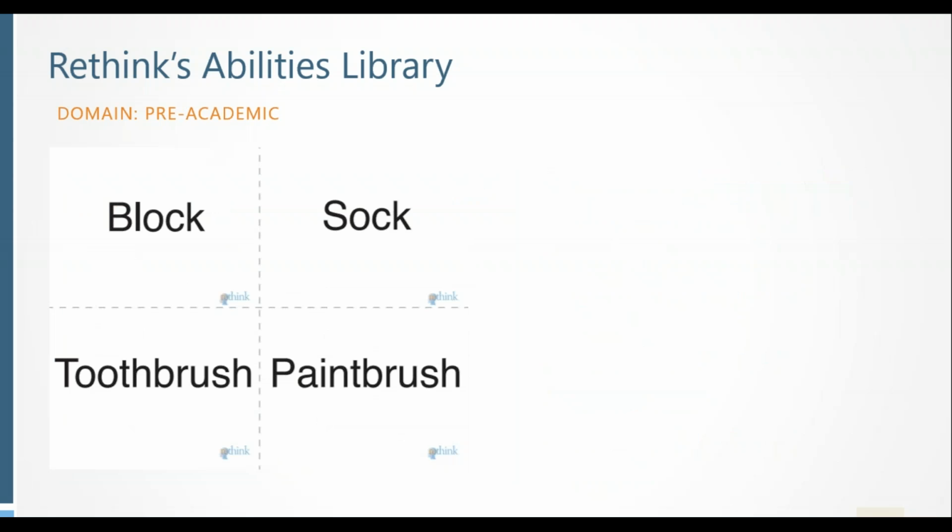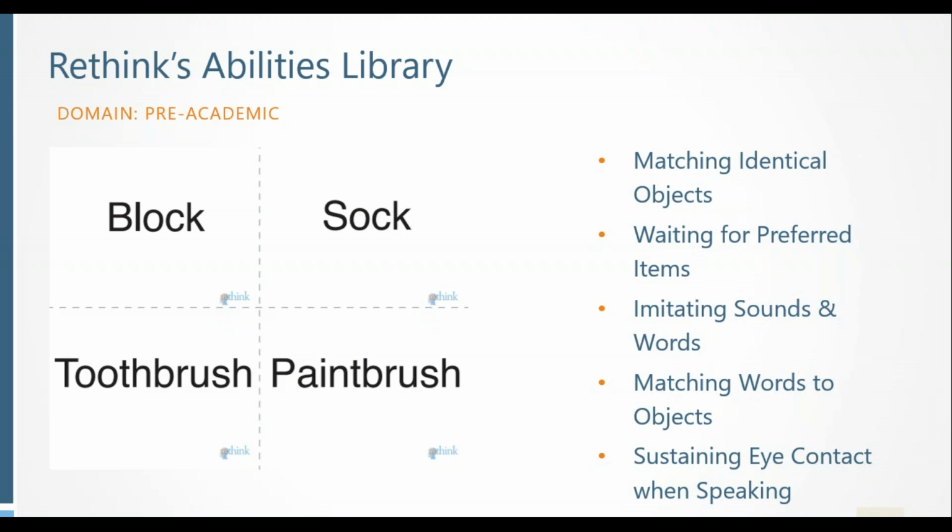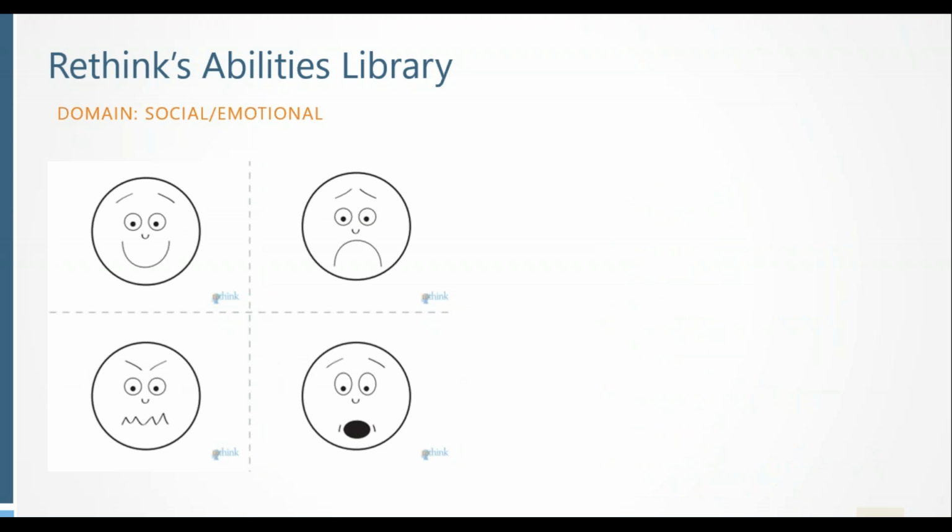The next domain is pre-academic. Areas in this domain are attending, imitation, and matching. Some of the lessons you can find in Rethink are matching identical objects, waiting for preferred items, imitating sounds and words, matching words to objects, and sustaining eye contact when speaking.